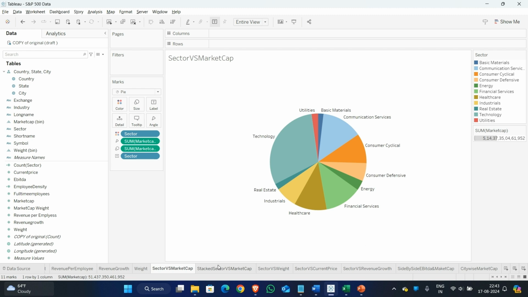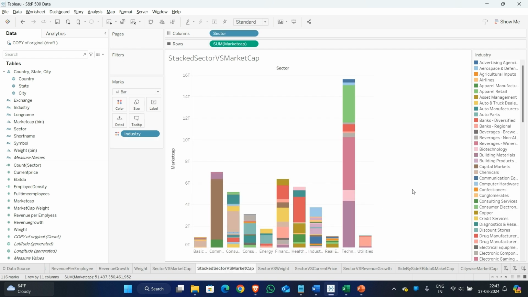Next, this is also with respect to market cap, but this is a bar chart I chose. It has industries as well, and from this we can see that technology has the highest, with different industries like software infrastructure, software application, semiconductors, semiconductor equipment, information technologies, consumer electronics, and computer hardware.